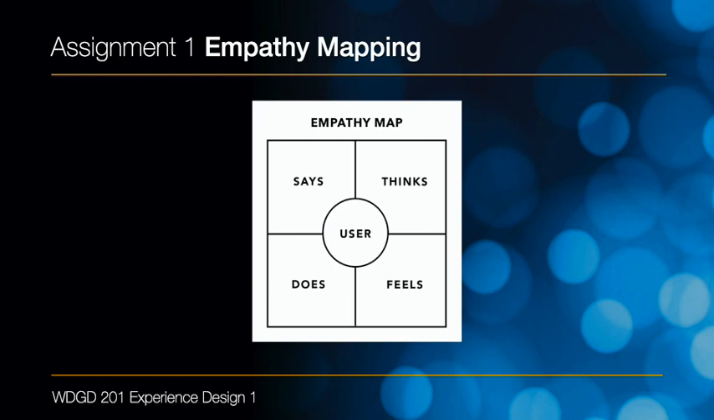So this is what an empathy map looks like. It's a way of gathering research about the way people interact with a website or an app. It could be used for anything. It doesn't have to be a website or app. You will find in this course, I default to this because most of your assignments are about interface design. So it's marked off, says, thinks, does, feels, with the user in the middle.